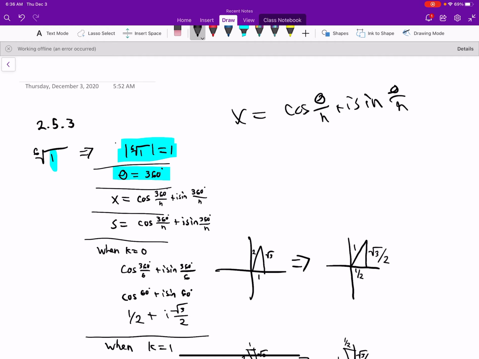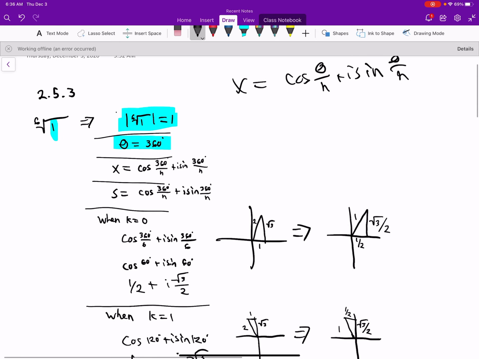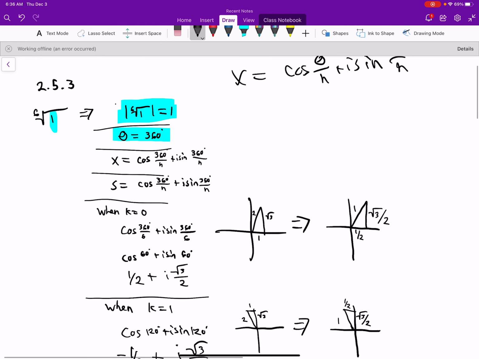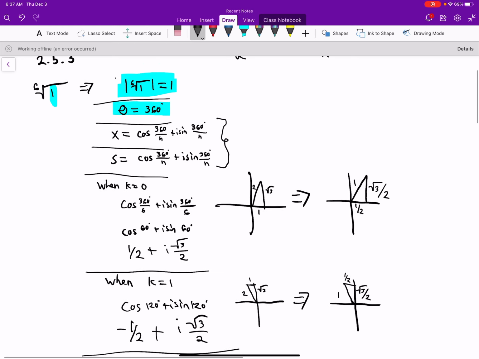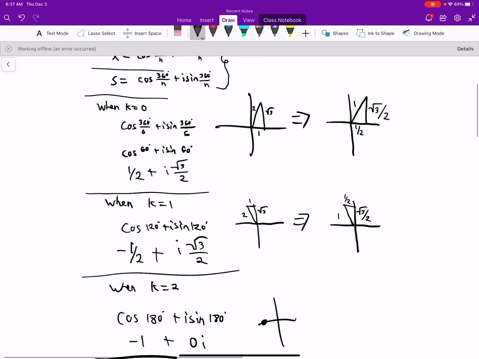And then we find, I just call it S. It's the simpler way to go. So S is going to be cosine 360 over n plus i sine 360 over n. So in this case, S and x are the same thing. Usually they're not, but in this case they are. So that makes things a little simpler. But then also we're looking at the magnitude, which is 1, so that makes things simpler too.